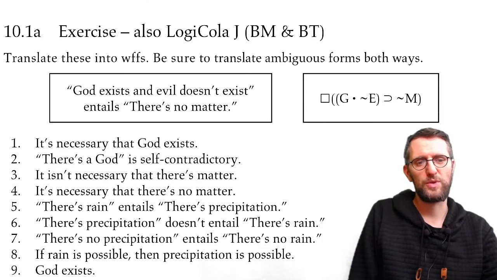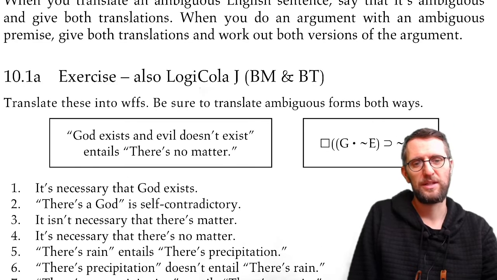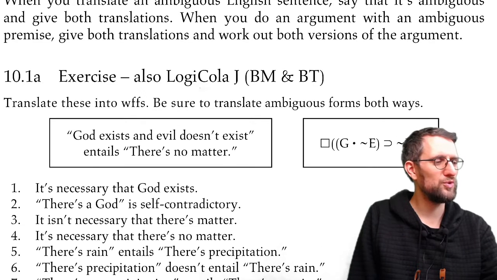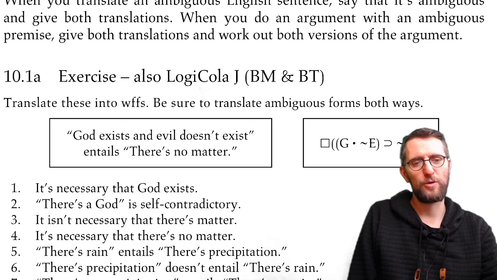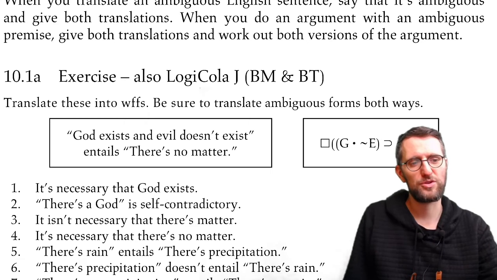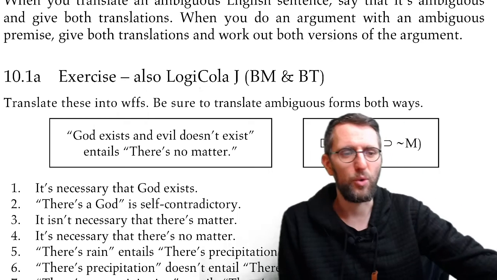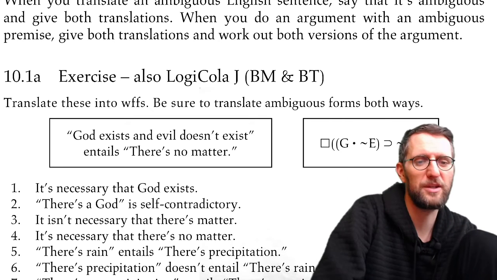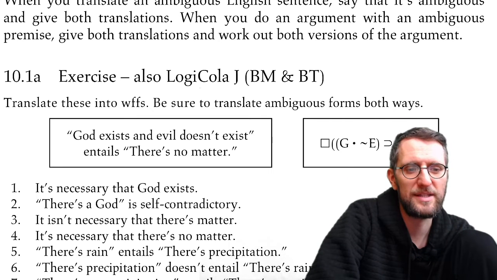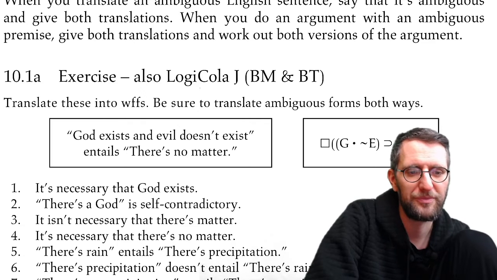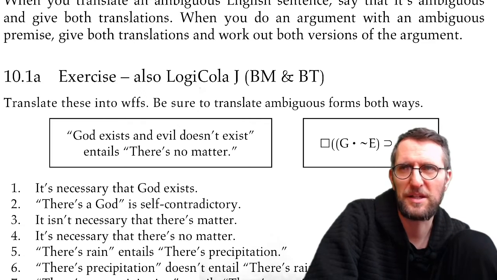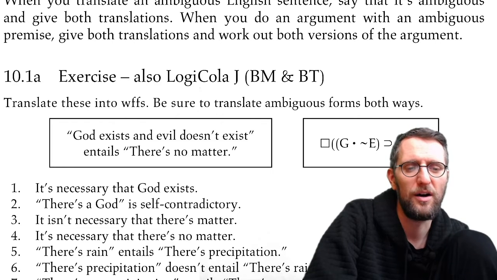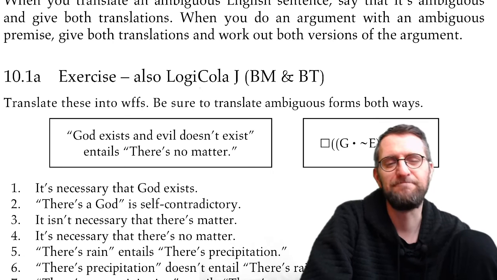Okay, let's see. So we have here now an example. Translate these into well-formed formulas. Be sure to translate ambiguous forms both ways. So there may be ambiguous forms. God exists and evil doesn't exist entails there is no matter. Why does it entail that there is no matter? Okay, because matter would be evil.